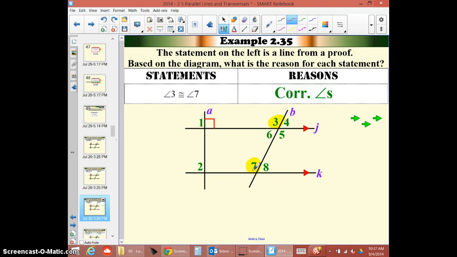Now watch this. This might help on the test. We're looking at the two blue lines, and then we're looking at the red line. The lines are going to get more and more complicated, so you need to be able to draw those every time if you get confused.